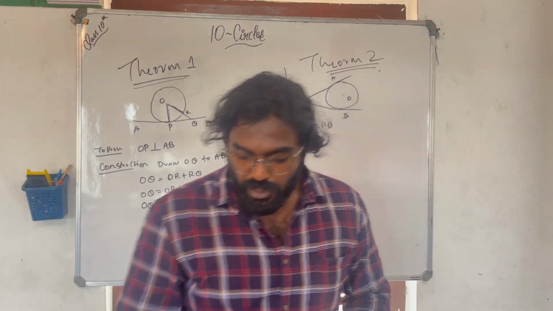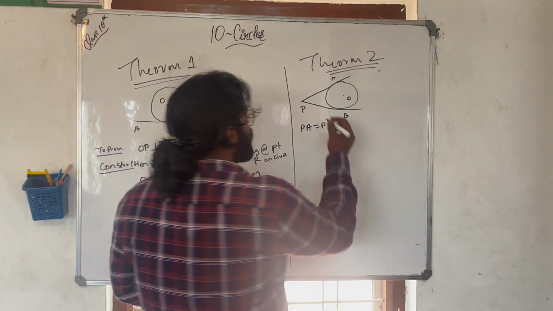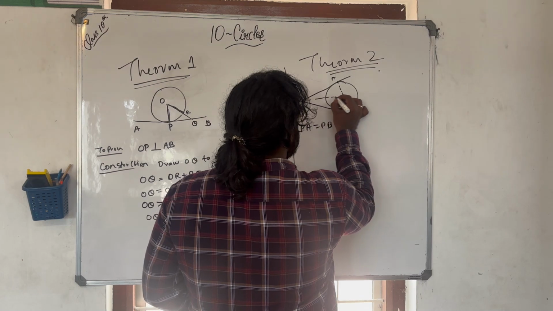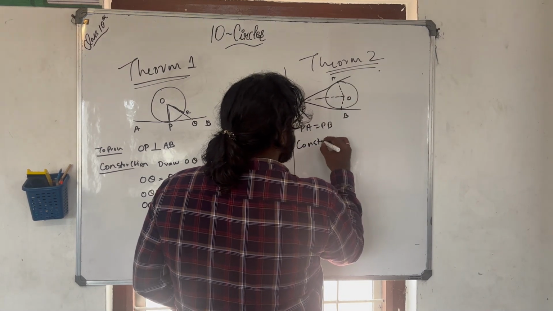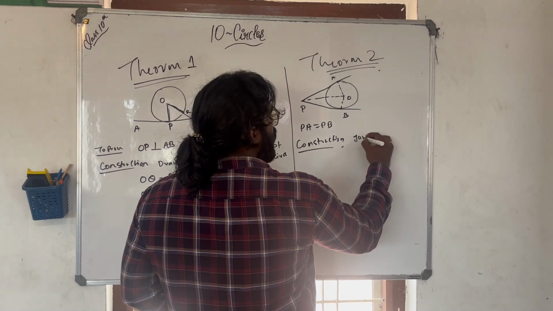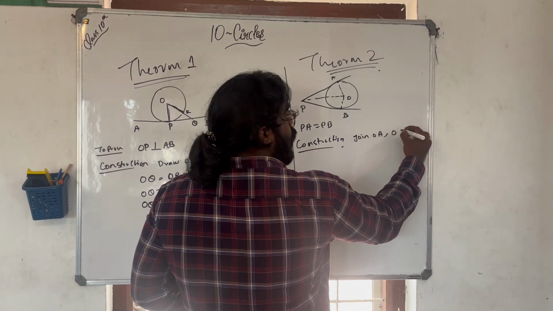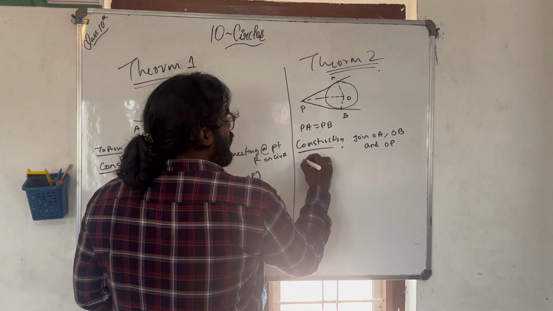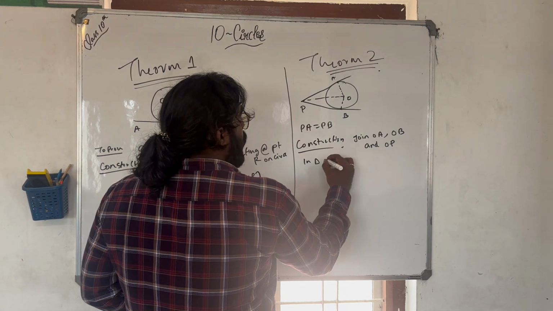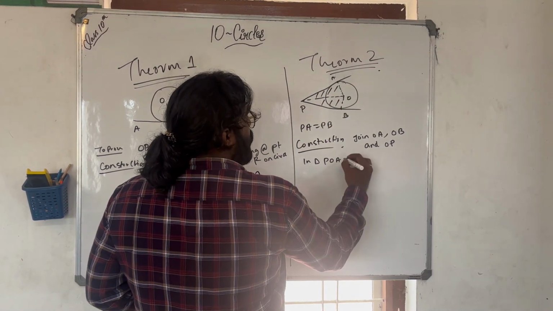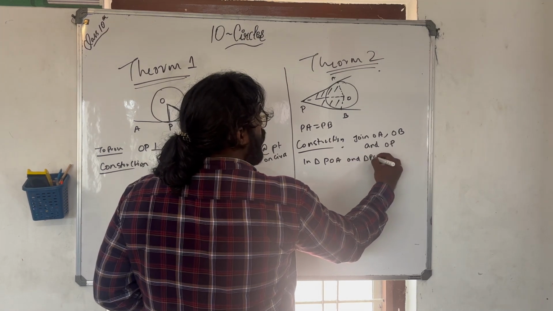Second one. We will do a small derivation of that. So I will join this. I will join this. So first we will do the construction. In the construction we say that join OA, OB and OP. Now I'll take triangle POA, I am taking this triangle and another one, this triangle. So triangle POA and triangle POB.